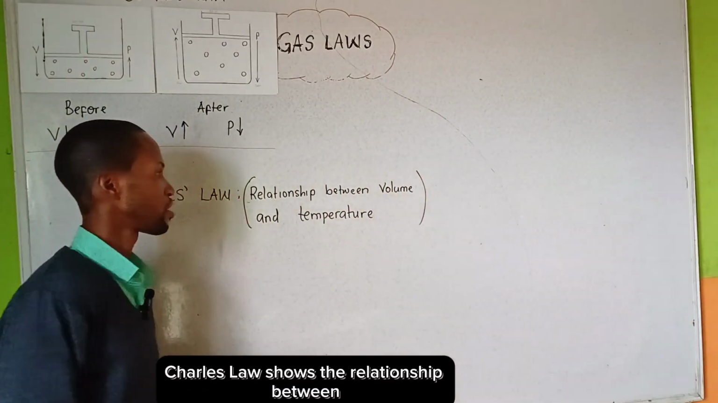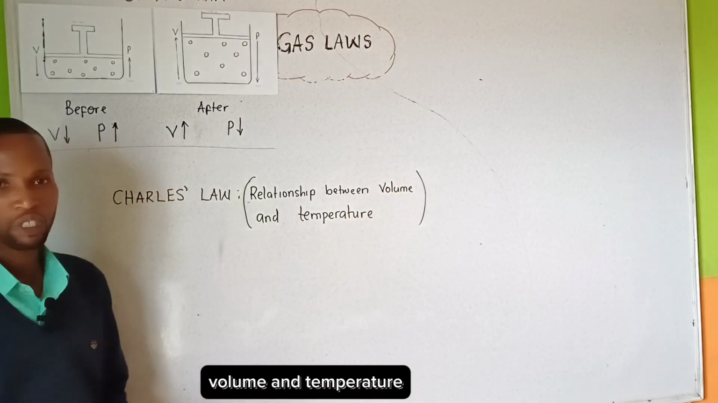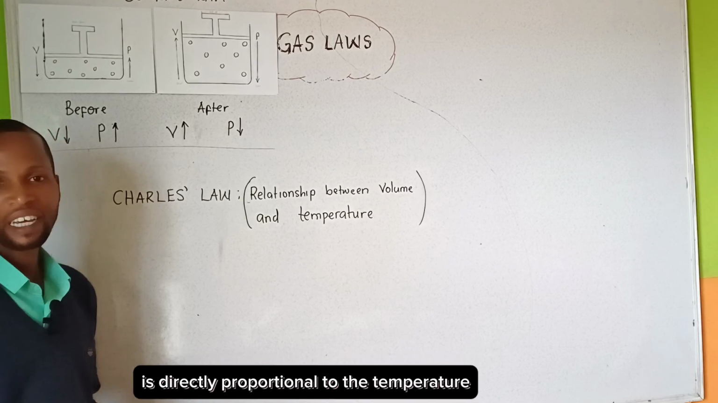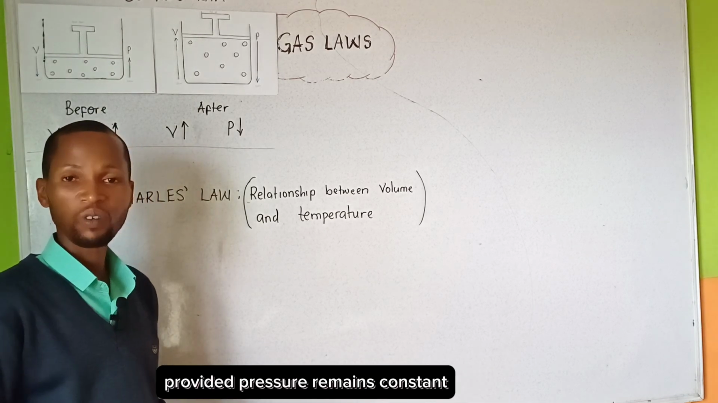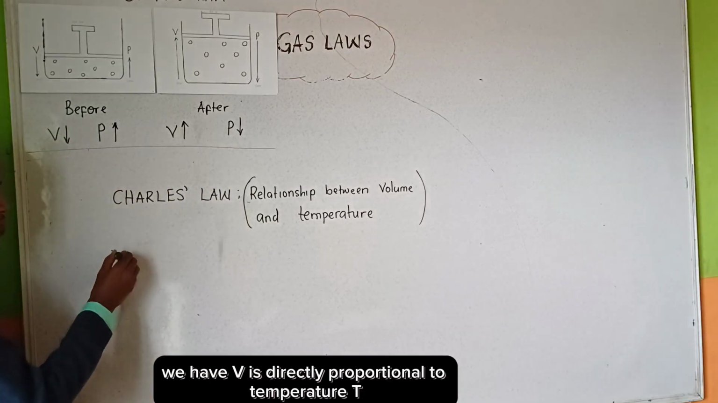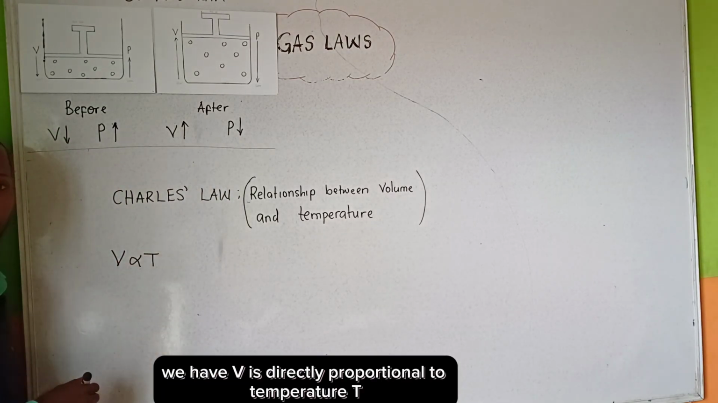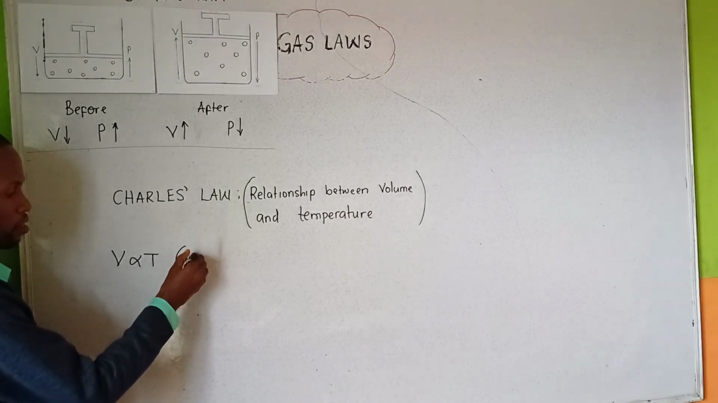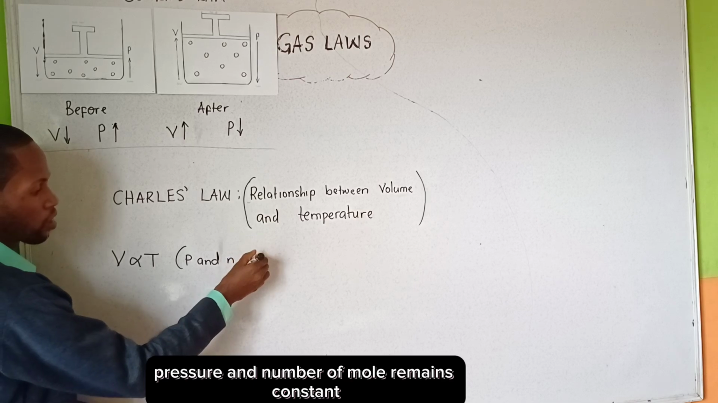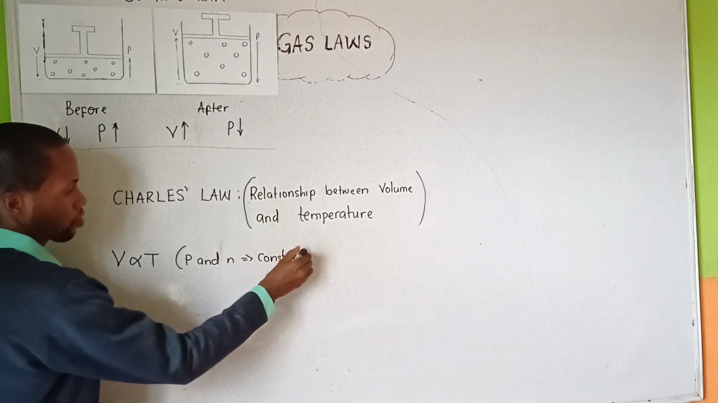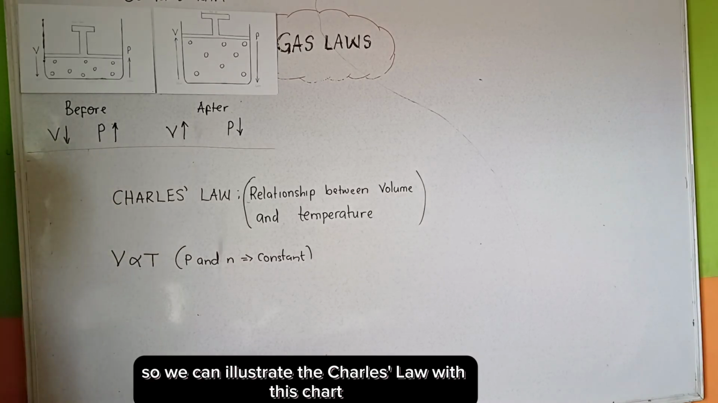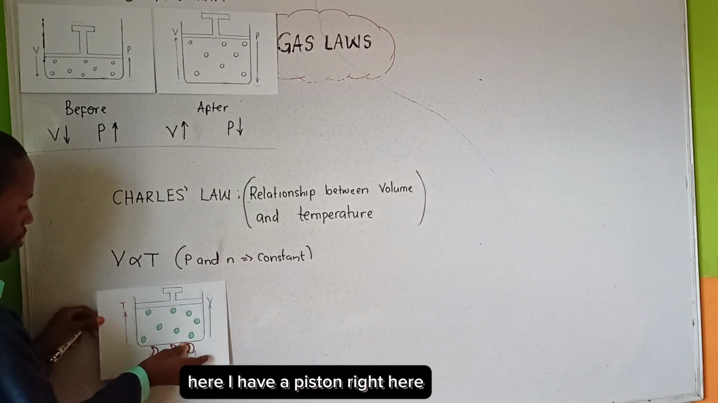Charles's law shows the relationship between volume and temperature, and the law states that the volume of a given mass of gas is directly proportional to the temperature, provided pressure remains constant. Mathematically, we have V is directly proportional to T, provided pressure and number of moles remain constant. So we can illustrate Charles's law with this chart here.